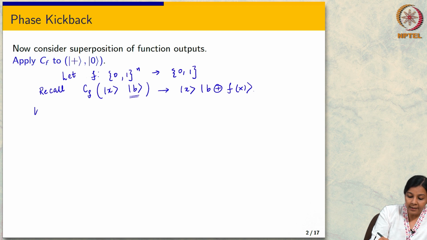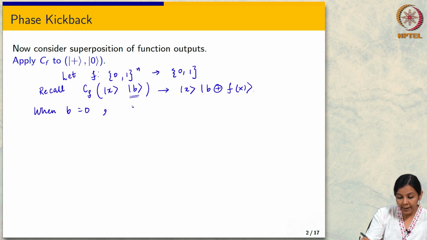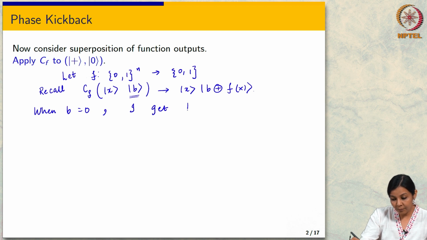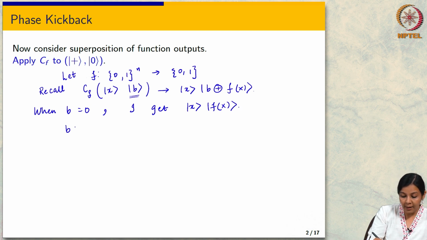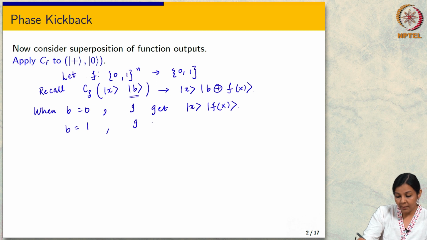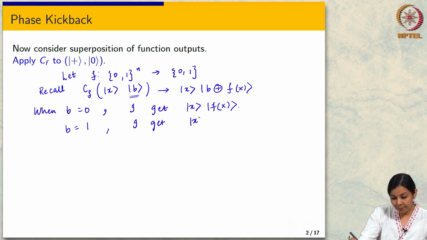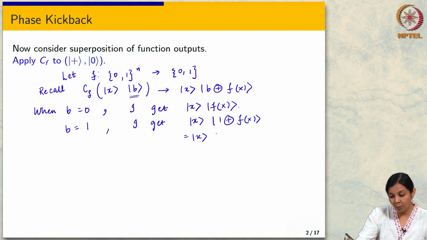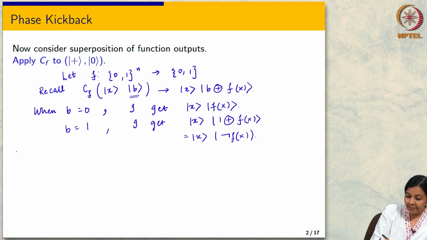Now obviously when b is equal to 0, I get x, f(x). This is just by the property of XOR. And when b is equal to 1, I get x, 1 XOR f(x), which is basically flipping the output bit.